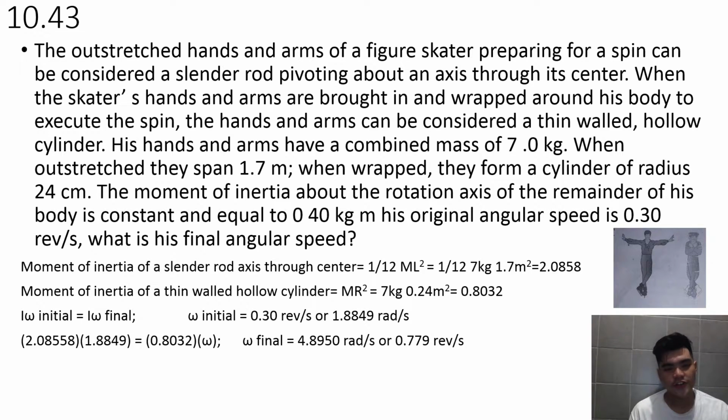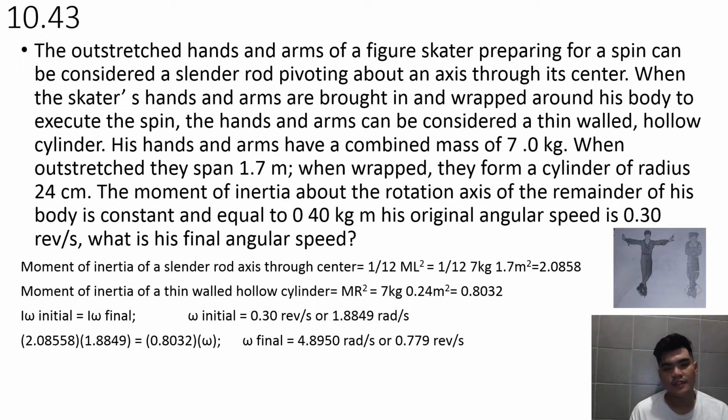Problem 10.43. The outstretched hands and arms of a figure skater preparing for a spin can be considered a slender rod pivoting about an axis through its center. When the skater's hands and arms are brought in and wrapped around his body to execute a spin, the hands and arms can be considered a thin-walled, hollow cylinder.